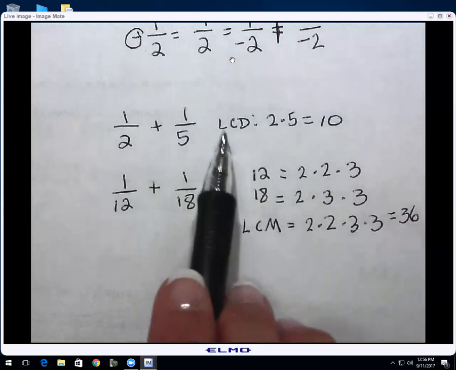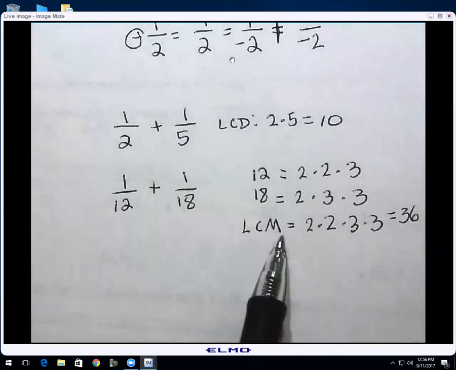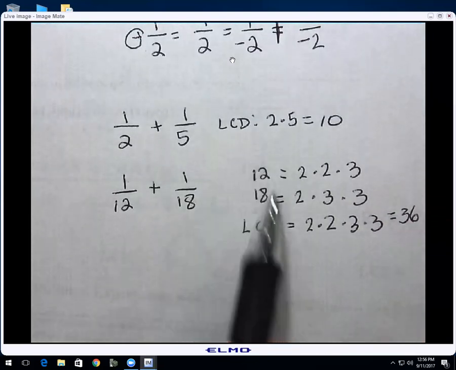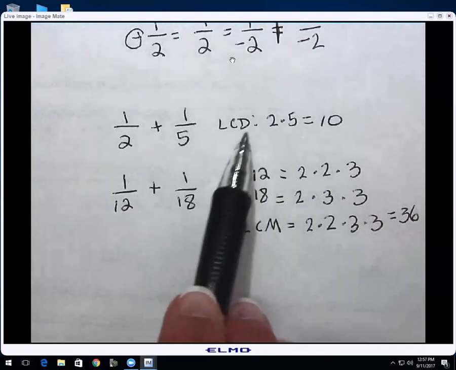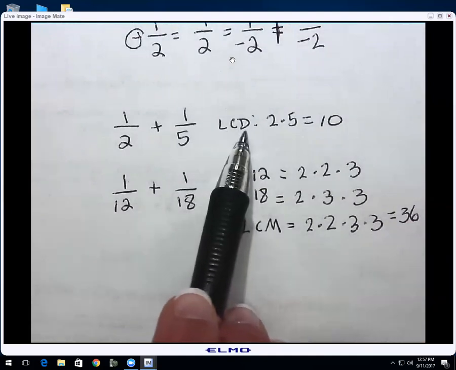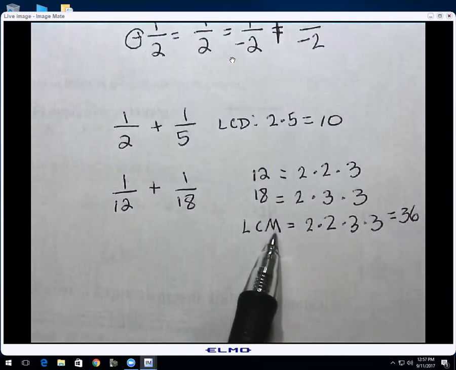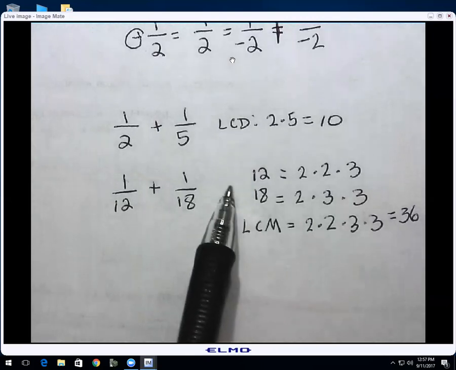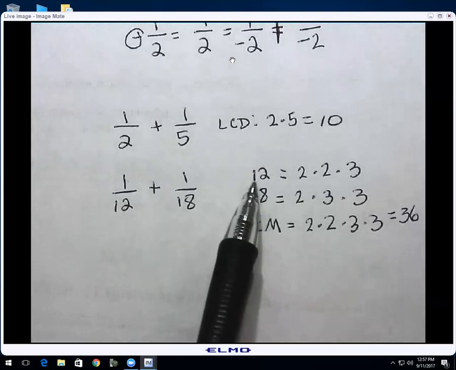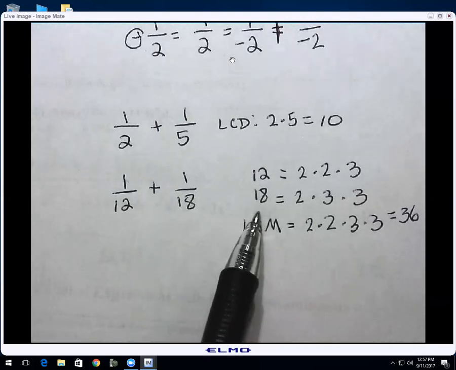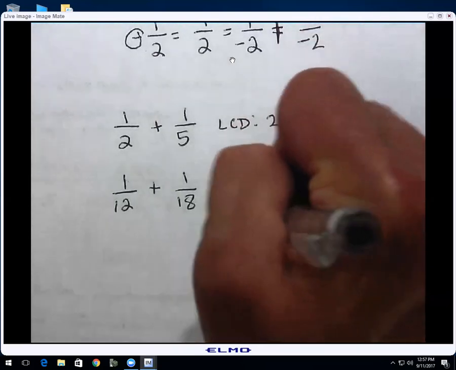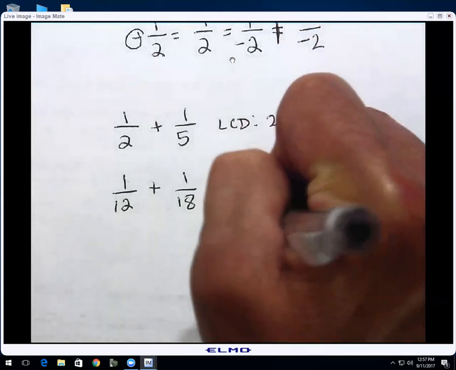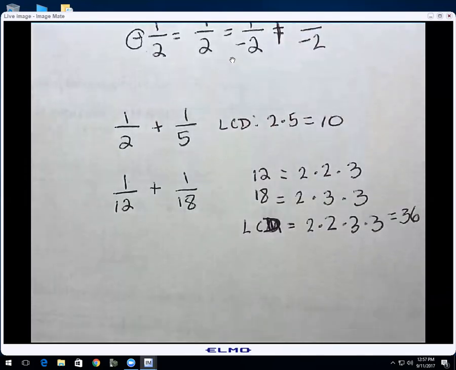Notice I said LCD here and LCM here. They're almost the same, but that 2 and 5 are in the denominator. So the D stands for denominator, least common denominator. Really, I should have a D here as well, but I was thinking the least common multiple of 12 and 18 is 36. Technically, since I put them in the denominator, that should be a D. But I could say, what's the LCM of 12 and 18? And you'd still say 36.